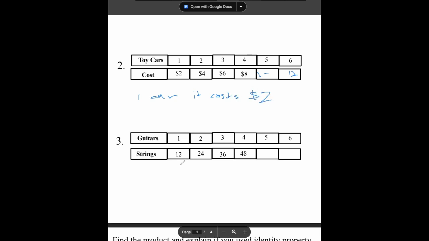Guitars. So 12, 24, 36, 48, 60, 72. If it's hard for you to just count in your head, you can also just add like this. So 8 plus 2 is 10, carry the 1, 6. You get 60, and then you keep doing that until you get to 72. For every one guitar, there are 12 strings.